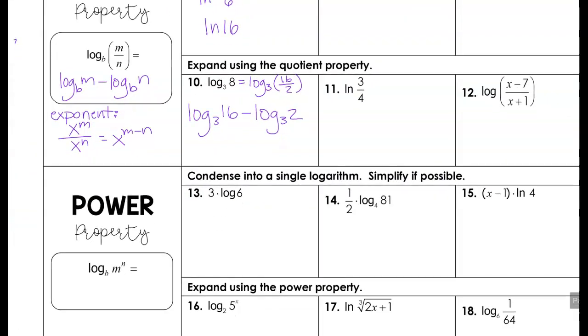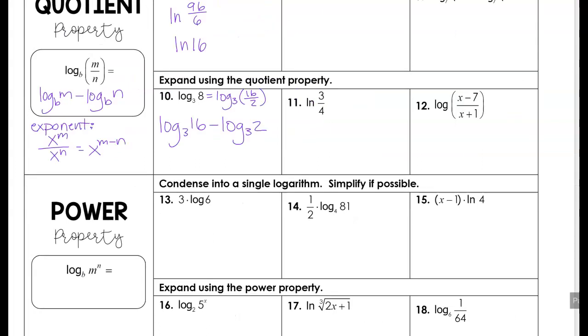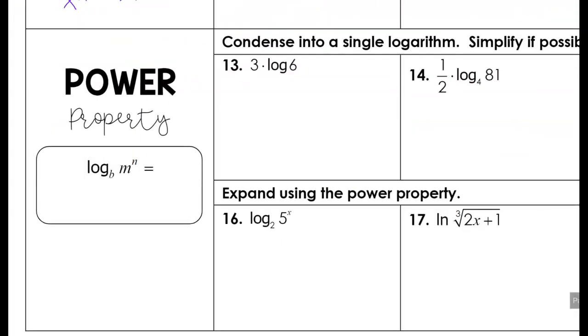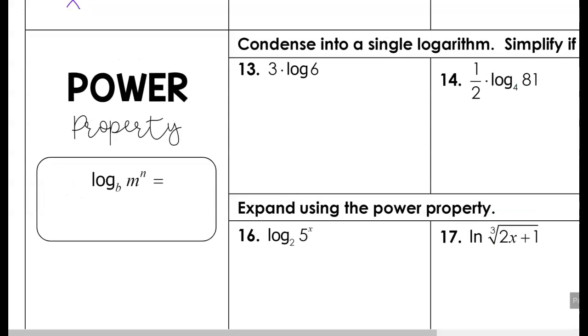All right, and lastly, I am going to have you do these problems, but I want to go over this last property. It's actually the easiest property. I've already gone over it. When you have an exponent on a log, how else can you write that? You bring the exponent to the coefficient. So here, if I'm trying to condense this into a single log instead of a coefficient and a log, what would I do?